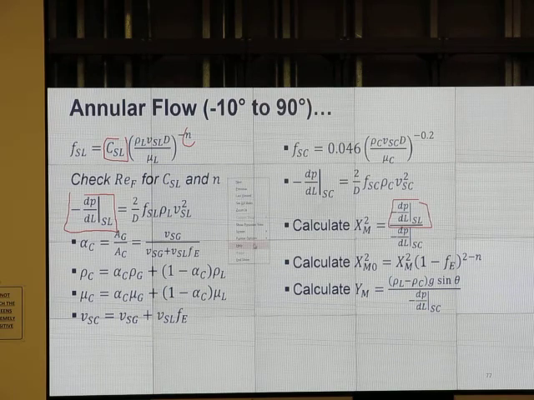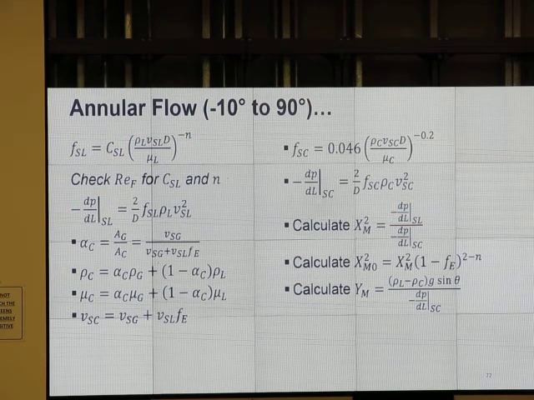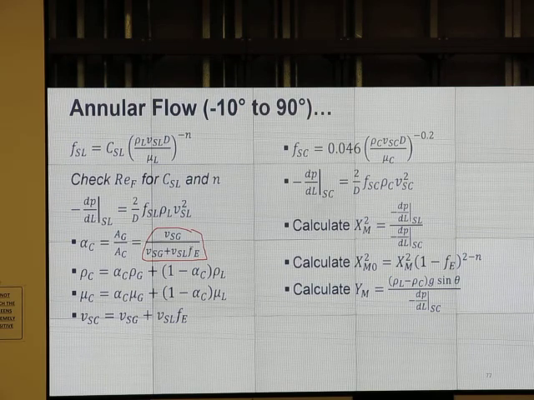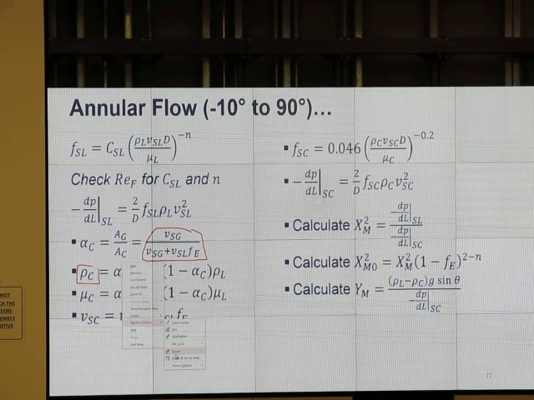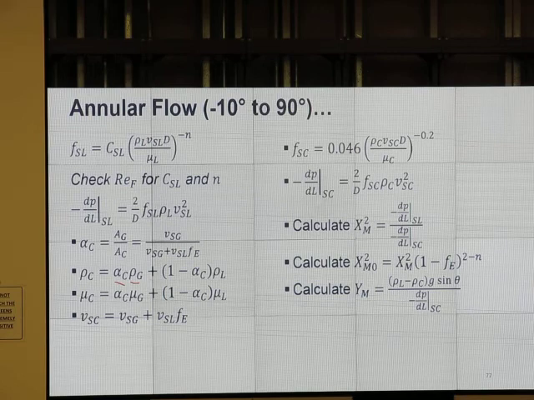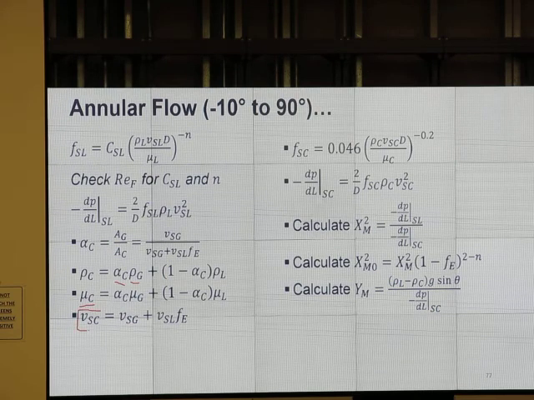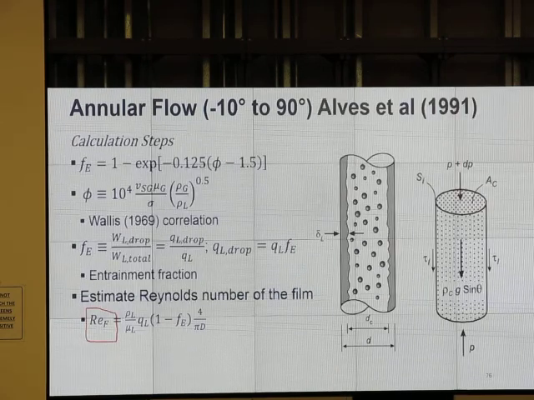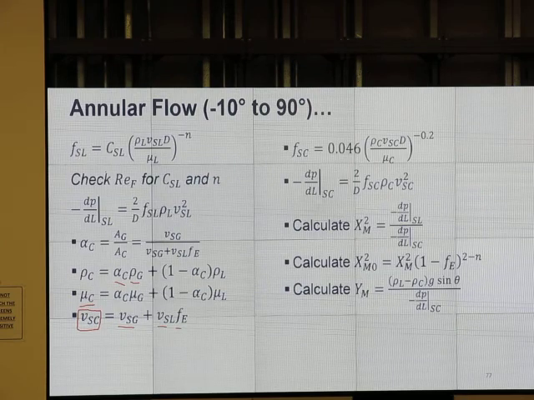Okay. Alpha C. Alpha is the void fraction. Here's the formula. VSG over VSG plus VSL FE. VSG is known, right? VSL is known. FE is calculated already, so we can get this. Rho C, average density of the core, is a weighted average based on the alpha C. Alpha C rho G plus one minus alpha C rho L. Same thing for mu C, core viscosity. And superficial core velocity. VSC is known, VSL is known, F is calculated already, previous page. This is F. It is just a bunch of formulas, right?